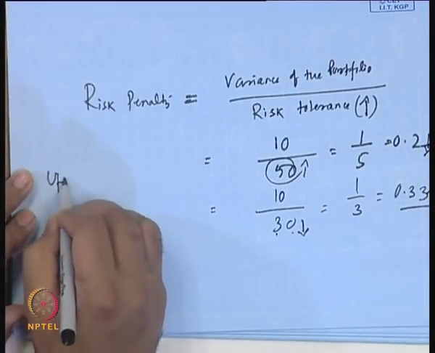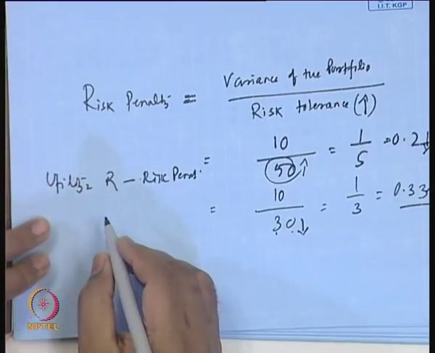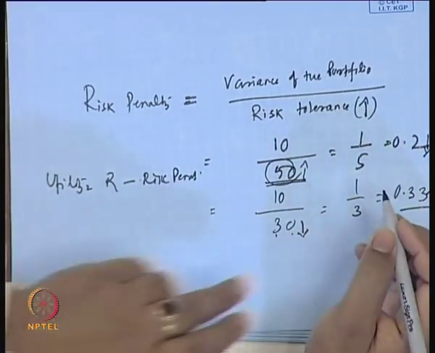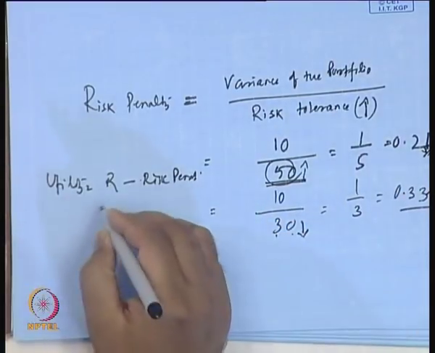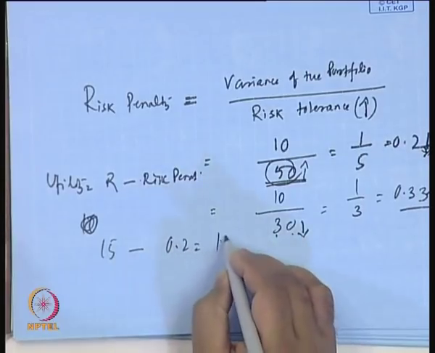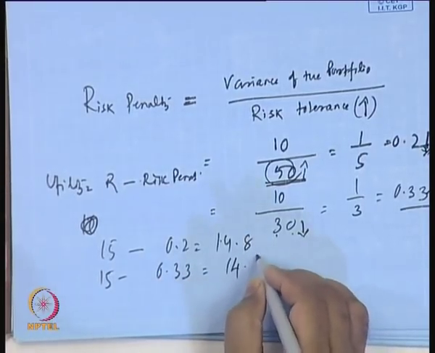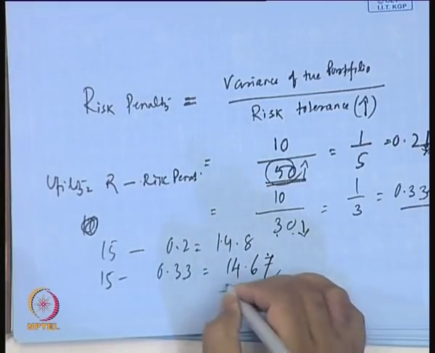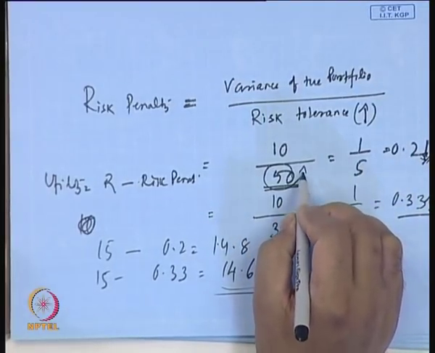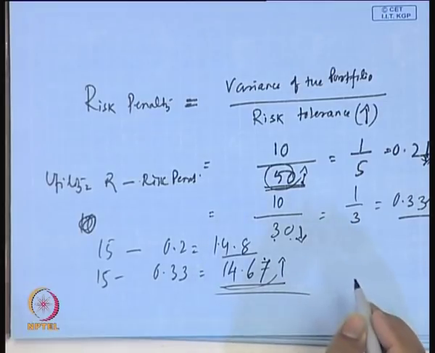So, already we know that the utility is nothing but the return minus the risk penalty. If this part is more, then the risk penalty will be less. If the return is 15, then 15 minus the risk penalty, in this case 0.2, will be 14.8, but in the other case it will be 15 minus 0.33, that will be 14.67. So in the first case, whenever the tolerance limit was higher, the utility was higher, and when the tolerance limit was lower, the utility was lower. So this is the trade off between the tolerance and the utility, which Markowitz was trying to explain in his theory.